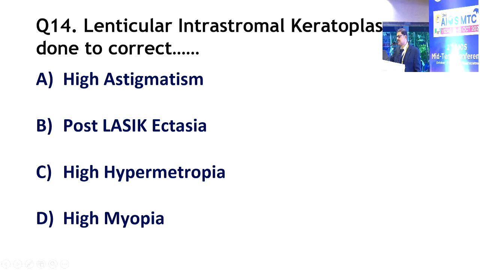Question number 14. Lenticular intrastromal keratoplasty is done to correct option A, high astigmatism, option B, post-LASIK ectasia, option C, high hypermetropia, option D, high myopia. Lenticular intrastromal keratoplasty, like, is a mnemonic term for this abbreviated form.